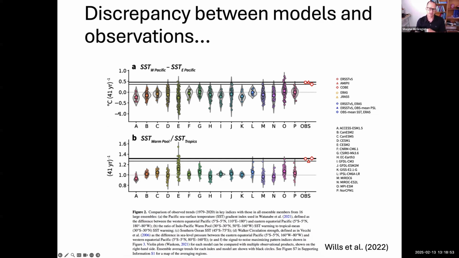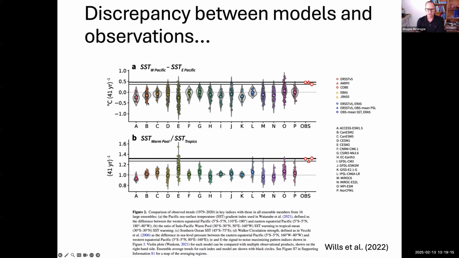That's highlighted in these two plots, where you're showing the zonal gradient across the equator. You can see the different observational data sets represented by the triangles and diamonds in the top right of the plot. They're red, and the solid black lines that extend back across the plot just show where these values are.